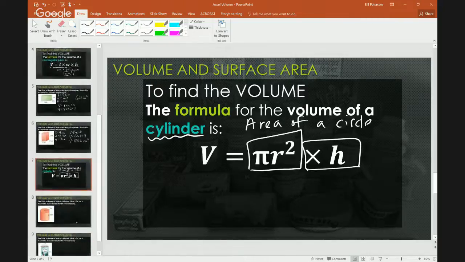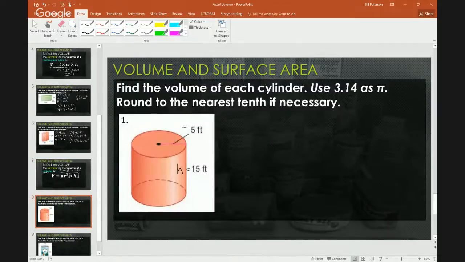Let's go ahead and try it for example number 1 here. We need to find the volume. We're using 3.14 for pi, and we're going to round to the nearest tenth. We have some tidbits of information here that we're going to write out. First we need to figure out what the radius is and what the height is. Our radius goes from the center point to the edge, and that's labeled for us as 5 feet. Then the height is this part right here going up and down to the top. We know that is 15 feet. So we have a pretty big cylinder here.